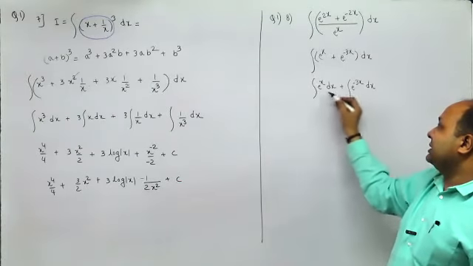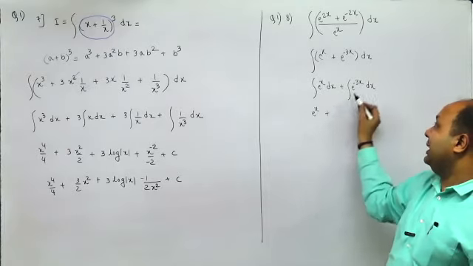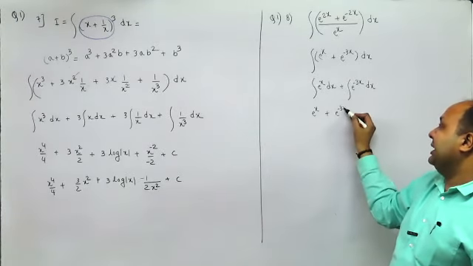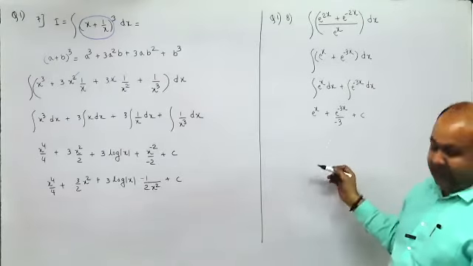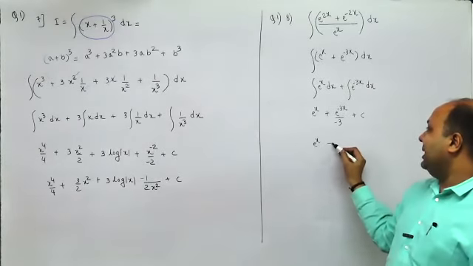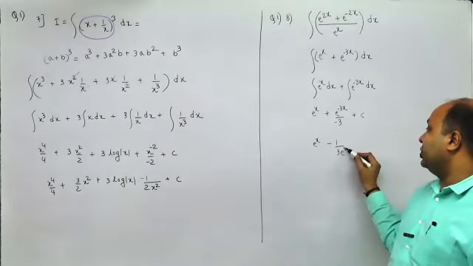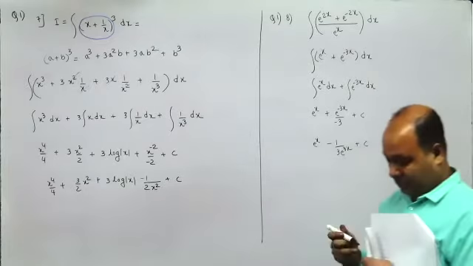When you integrate the first term, integration of e raised to x is e raised to x. Integration of e raised to minus 3x is e raised to minus 3x divided by minus 3 plus c. So this would be e raised to x minus 1 upon 3 e raised to 3x plus c.